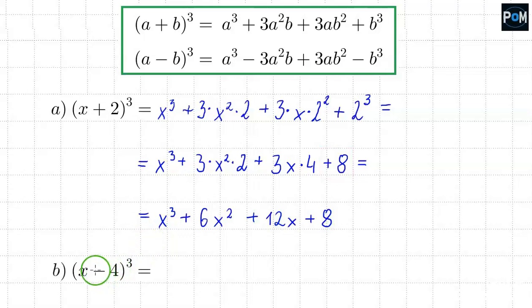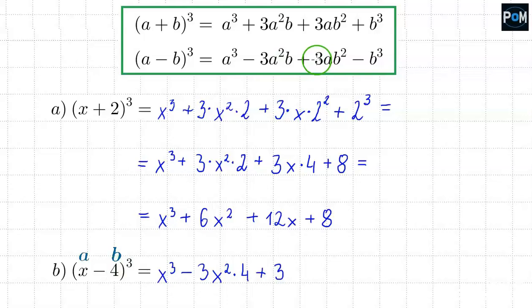In example B, we have the cube of a difference, which is (x - 4) to the power of 3. Now we use this formula. Our a is again x, and our b from this formula is 4. So we have a to the power of 3, which is x to the power of 3. Then there is minus 3 in the formula. Minus 3 times a squared, and a squared is x squared. And times b again, which is times 4.